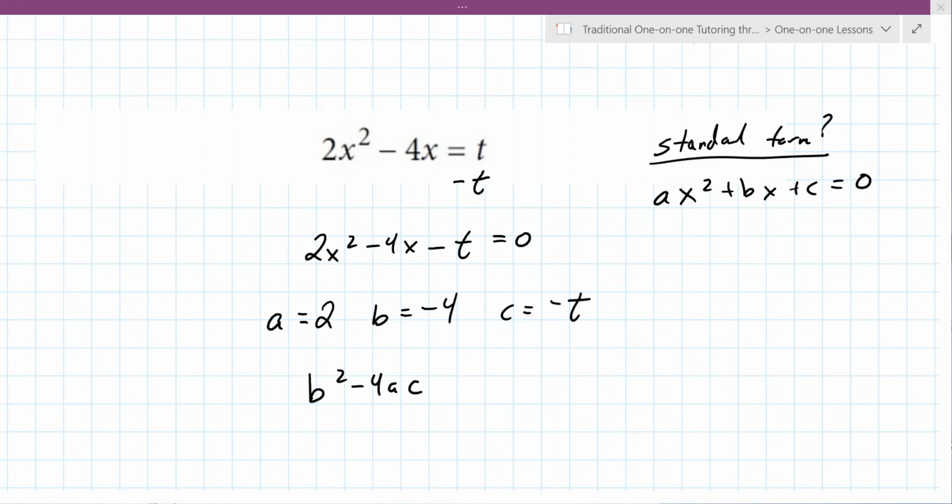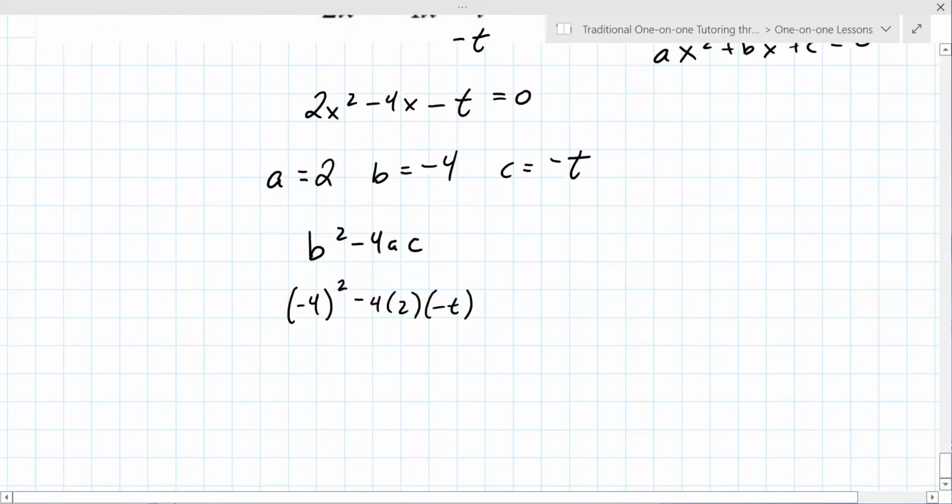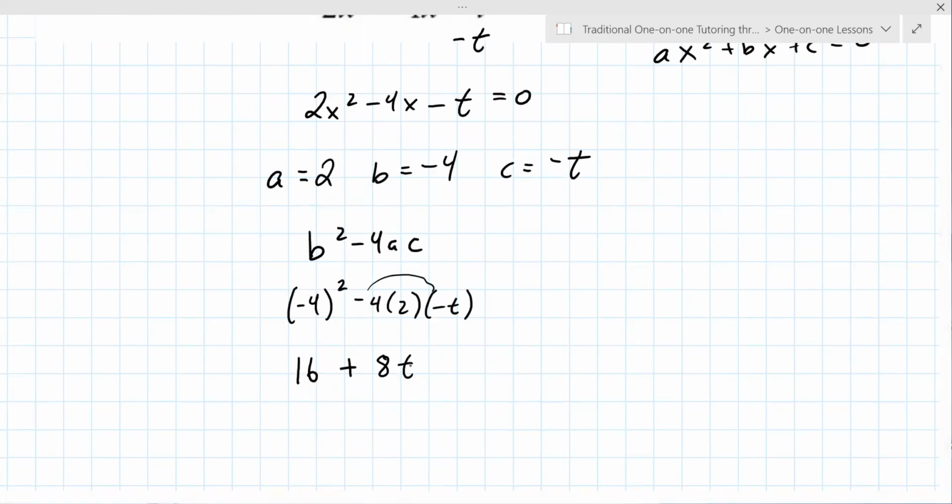It's 8 times negative t. What about this b squared part? Did you substitute in b as -4? Yes, like this? Yes. Okay, so it's 16 minus, but the minus becomes a plus because there's two negatives there, 8t. I heard something different. That's why I'm asking or going through this.